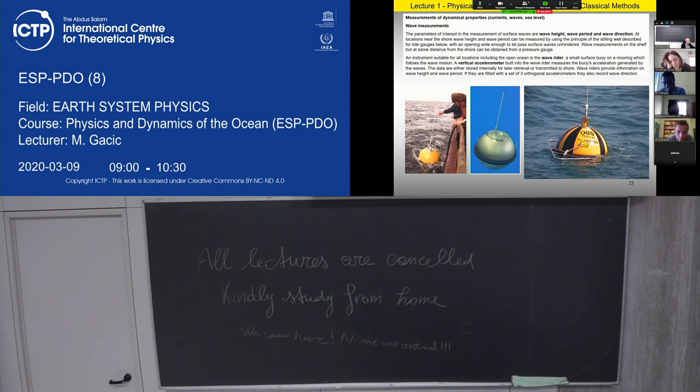Here are wave measurements. Wave measurements are this kind of stuff. They measure wave height, wave period, and wave direction with this buoy which stays at the surface.